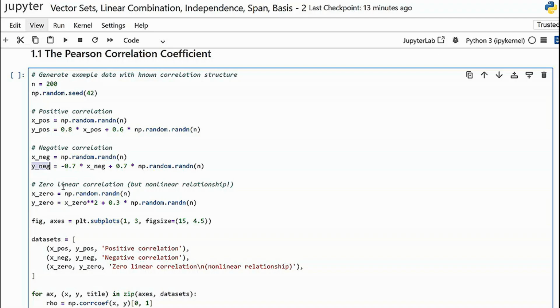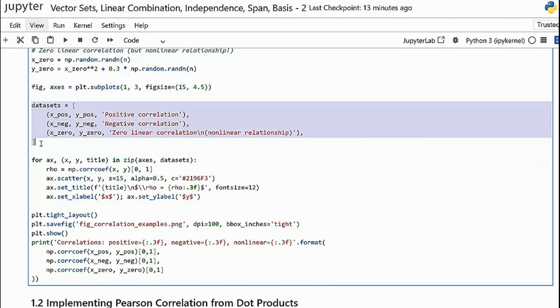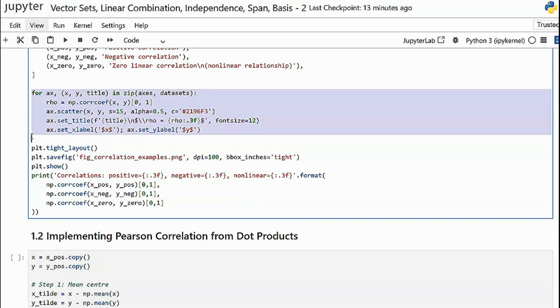See, this data set has no strong linear correlation, but it has a non-linear structure. The relationship here can be quadratic. This is important because Pearson correlation only measures linear relationships. Okay, now let me have a plotting. We create a figure with three subplots to visualize all data sets side by side. And we organize the data sets into a list, pairing each data set with a descriptive title.